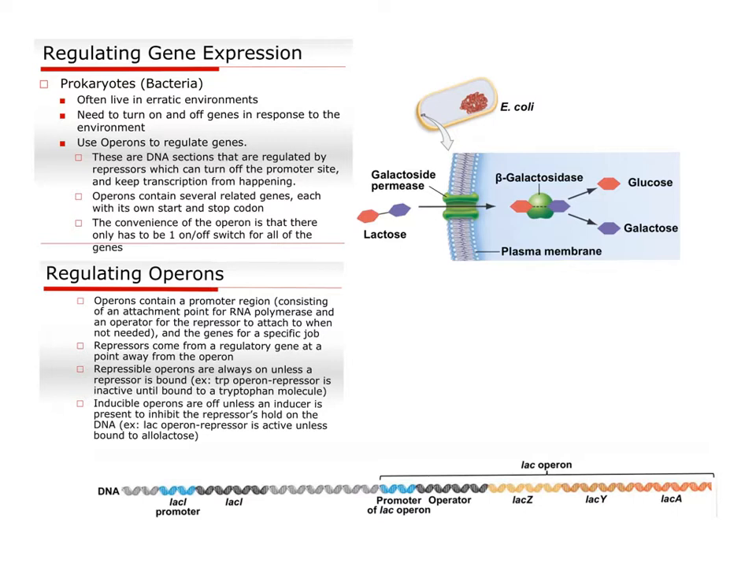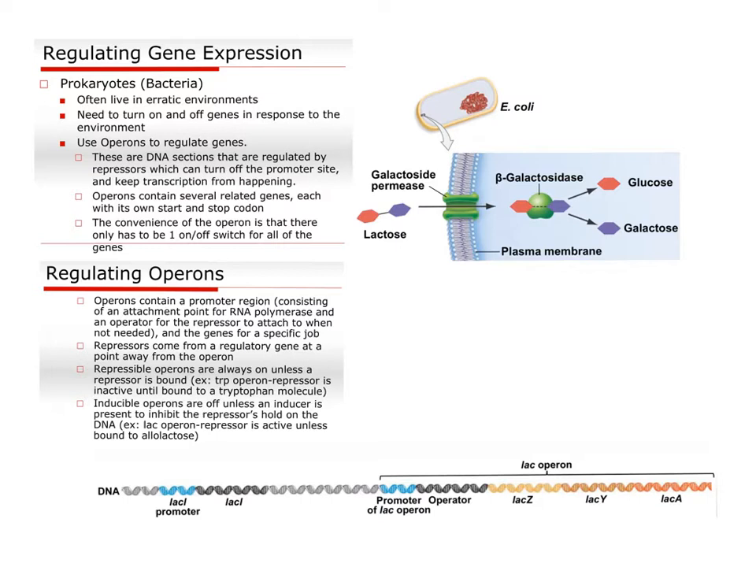The first way that you can see cells regulating their genes is using what we call an operon system. Okay, and you can see this described here. These are used primarily by bacteria, and essentially an operon you can think of as kind of like an on-off switch for a particular gene.